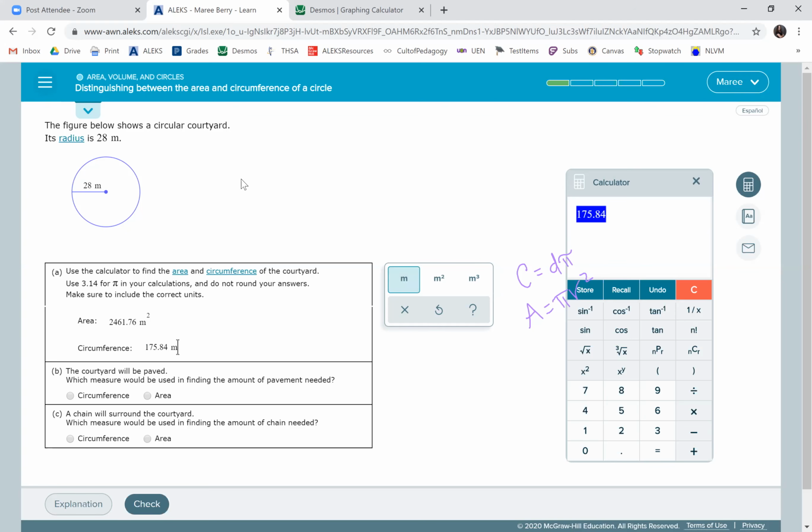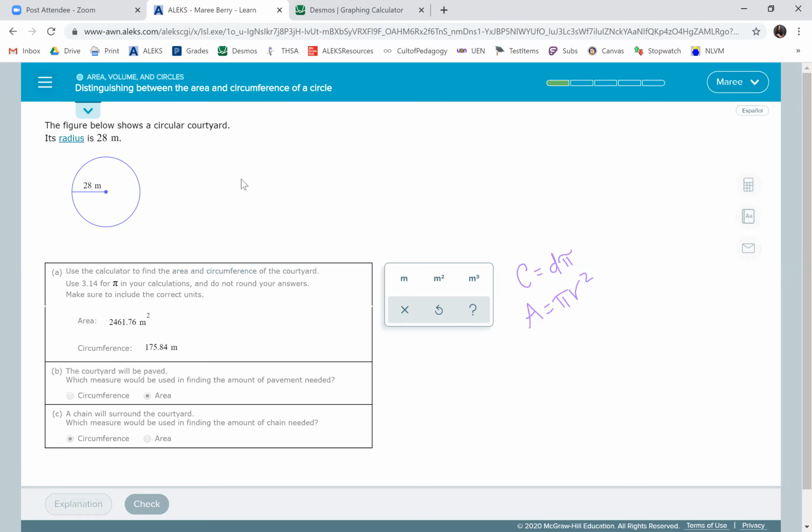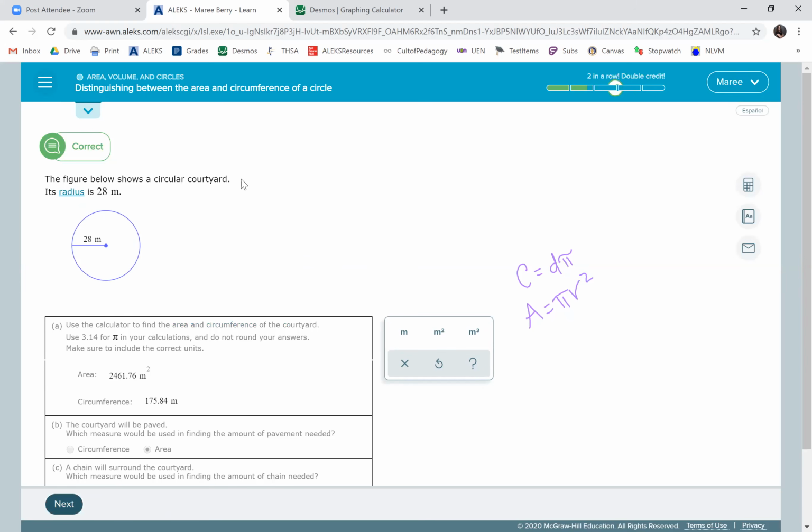The courtyard will be paved. That's talking about filling it in, so that's area. And a chain will surround the courtyard. That's going around, so that's going to be the circumference.